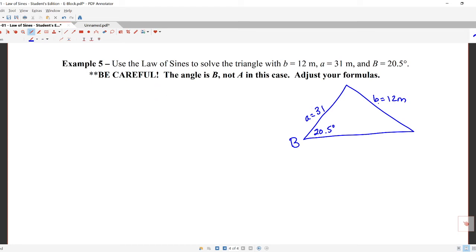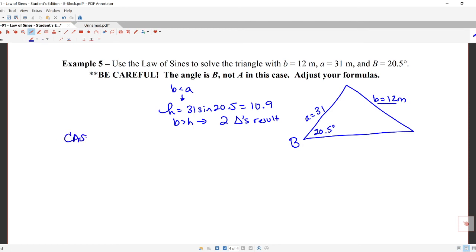All right, so again, b is less than a. So the side that's across is smaller than the side that's adjacent to the angle. So then we progress to the height. Height in this case is a times the sine of B, so it's 31 times the sine of 20.5, and that comes out to be 10.9. Since b is greater than H, we have two triangles that result.